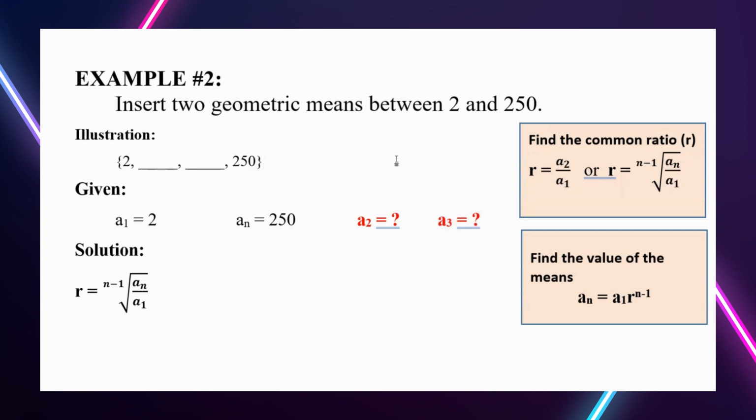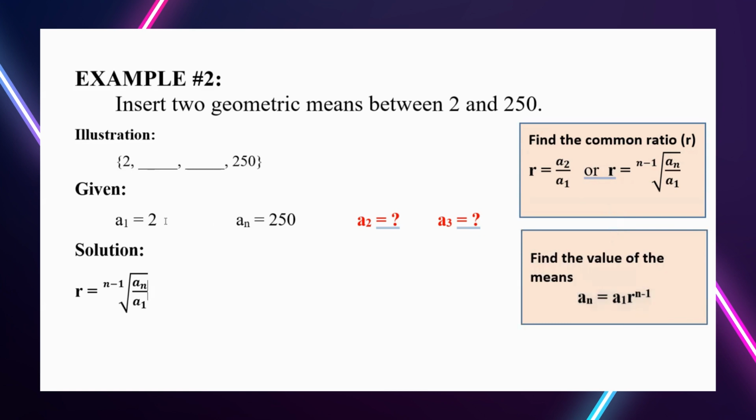Dahil 2 geometric means ang hinahanap sa pagitan ng dalawang numbers, ibig sabihin ang gagamitin nating process ay una, hahanapin natin ang common ratio sa pamamagitan either of the two formulas. After finding the common ratio, we have to find the value of the means using the formula of the geometric sequence. A sub n is equal to a sub 1 times r raised to n minus 1.